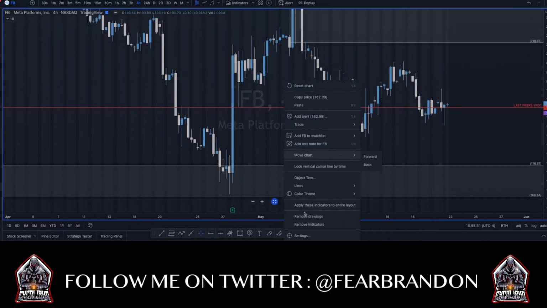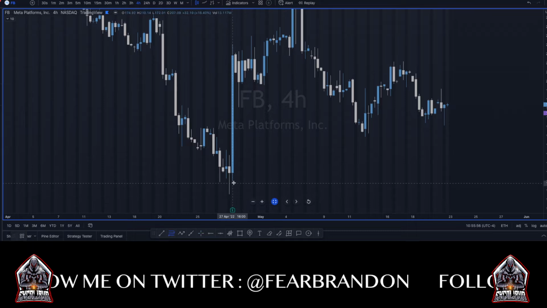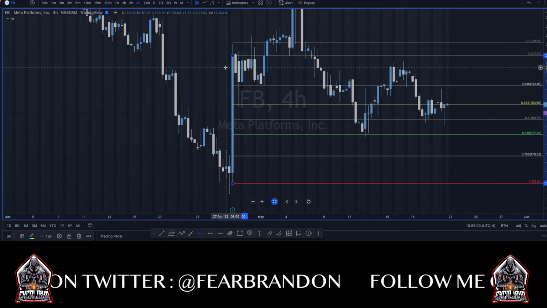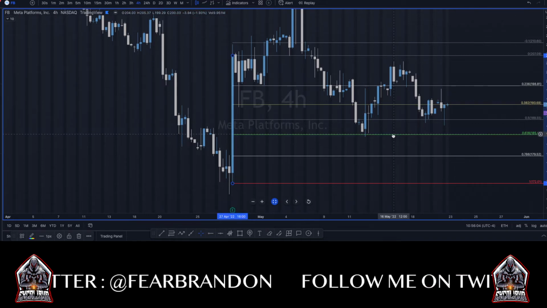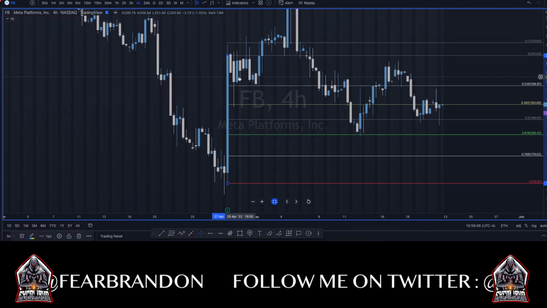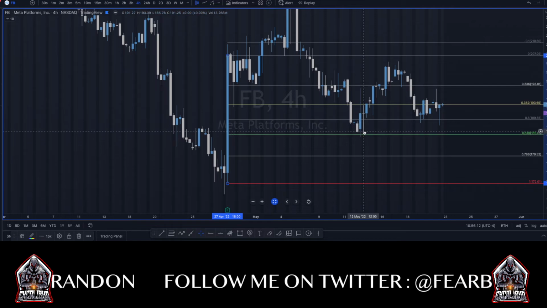So we're looking for this 4-hour big candle, and we take the fib of that candle. And then we're looking for our possible reversal points, and it's going to be that 0.5 or the 0.618. And then look at that beautiful bounce off that 0.618.